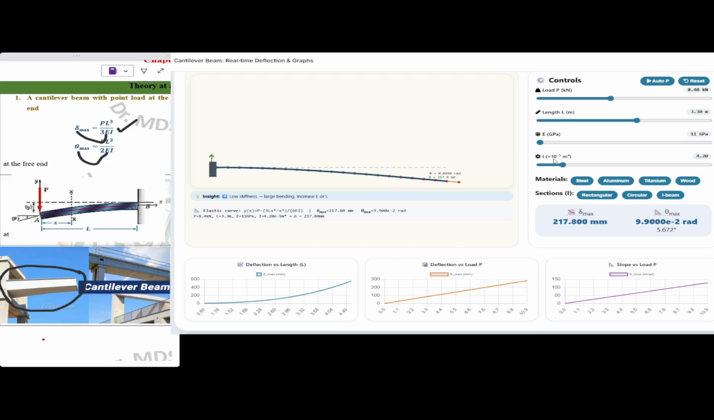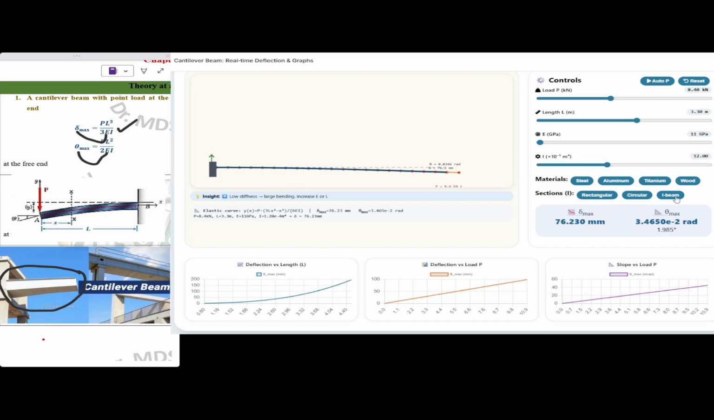Now similarly here, the I section. For the rectangular we have 6.70, circular 7, a little higher compared to rectangle, and the I beam again much higher. So this is the increasing order of the moment of inertia value. As rectangular I am choosing, so we get deflection of approximately 136 and theta 6.